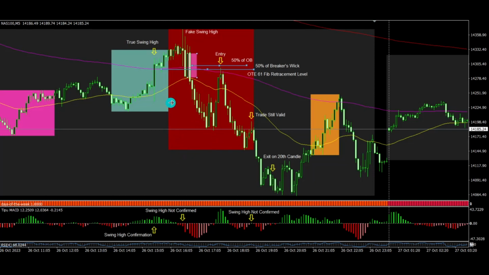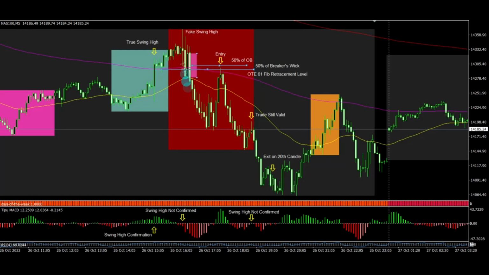So this is the actual swing high. This is the fake swing high. And you can see there's a break of structure, then a retracement back into this order block. It did not reach the 50% of that order block, but it did reach the 50% of this breaker's wick. That could have been an entry.